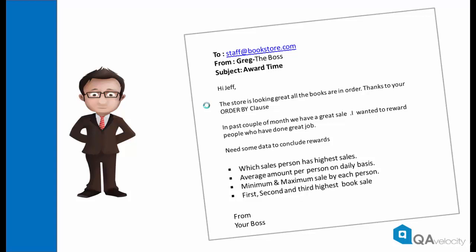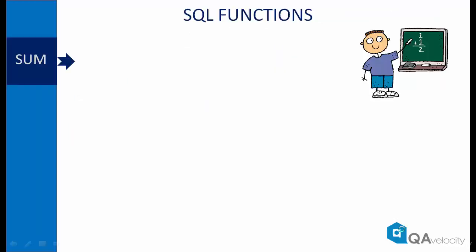Which salesperson has the highest sales? Average amount per person on a daily basis. Minimum and maximum sale by each person. And first, second and third highest book sales. This is the list that I want.